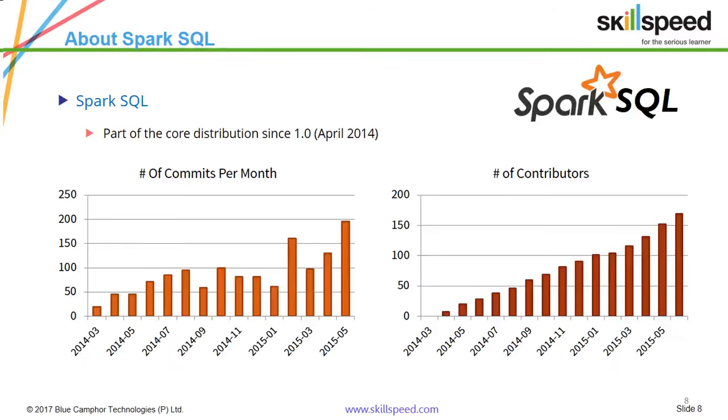So here you can see a small graph which basically shows you the number of commits per month for the Spark SQL project and the number of contributors. As you can see, the graph is from March 2014 till mid of 2015, and you can see a consistent rise in the graph, which means Spark SQL has become one of the most active sub-projects within the Spark community. And we have been seeing an increase in the number of commits and contributors as of now.